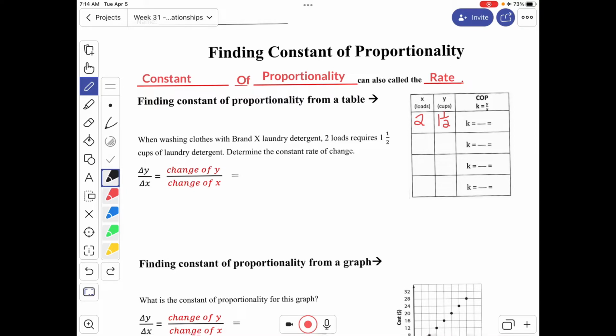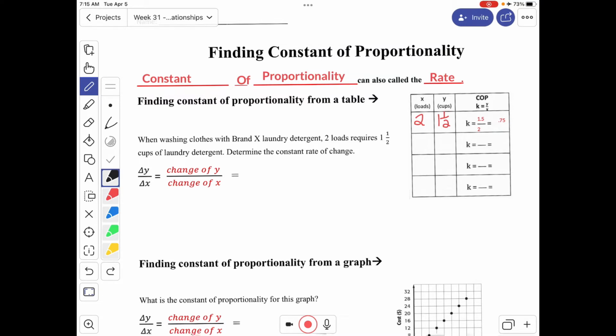And you can even use your mathematics chart. It has the formula on there. K equals Y over X. K is supposed to stand for constant of proportionality. So we put the Y number on top and the X number on bottom. The Y was 1.5 and X was 2. And then we could divide that out. 1.5 divided by 2 gets you 0.75.